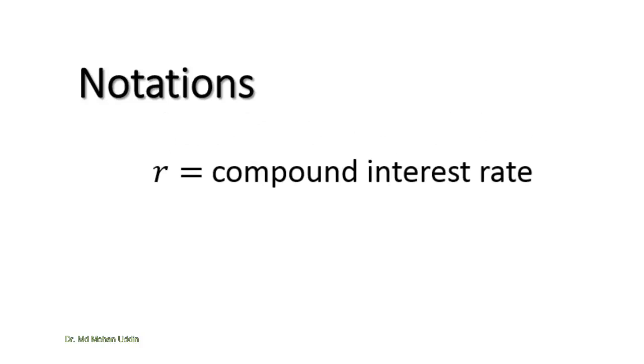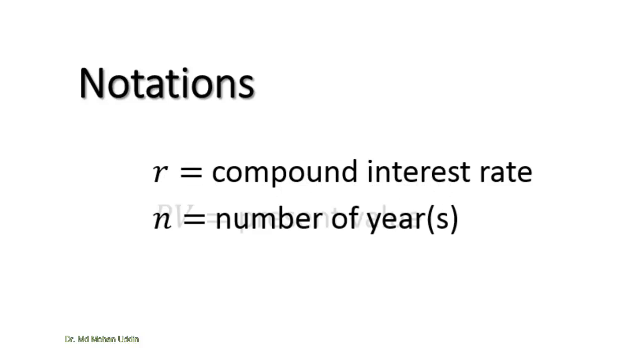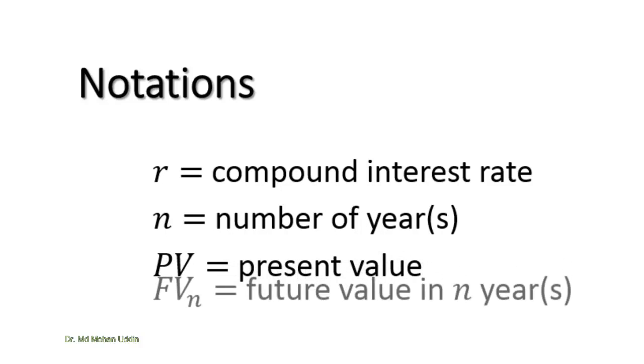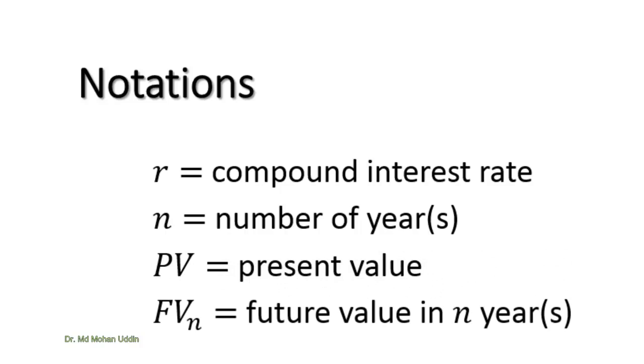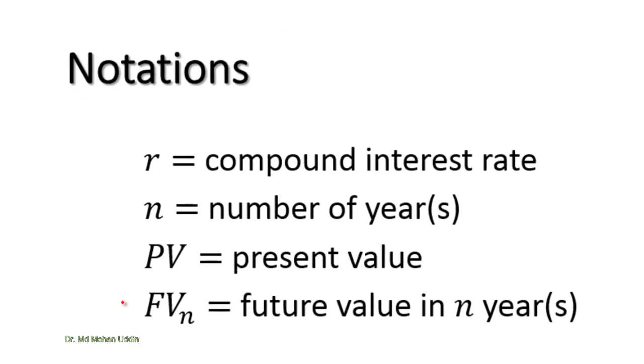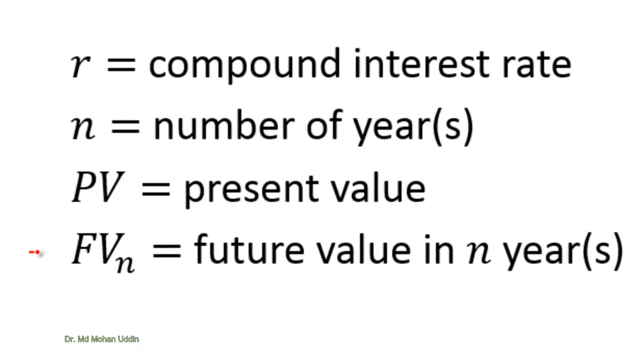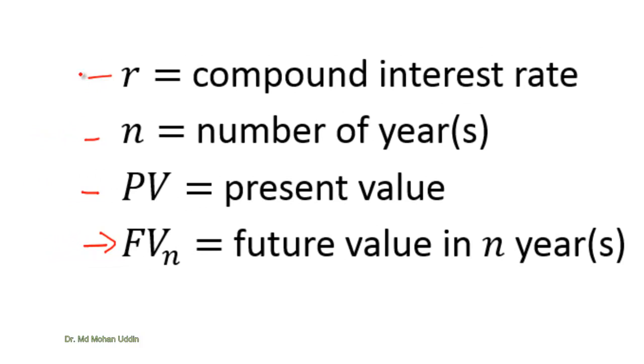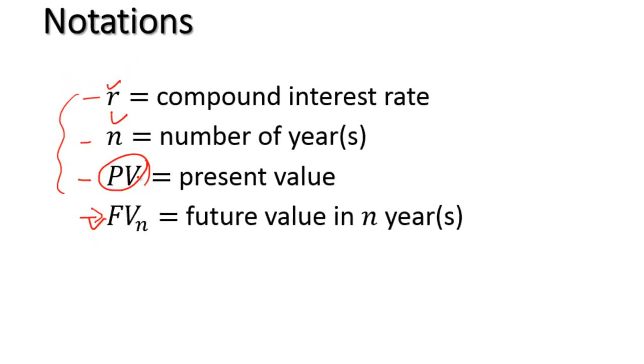At first, the notations are the same. I just want you to recall that we have used R to indicate the compound interest rate and N to indicate the number of years, PV for present value and FVN for future value in N years. Previously we did not know the FV, and we used PV, N and R, these three, to find out the FVN. But now we do not know PV, so we will use the other three, R, N and FVN, to find the PV.